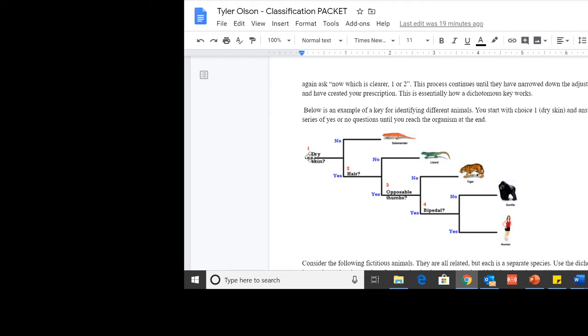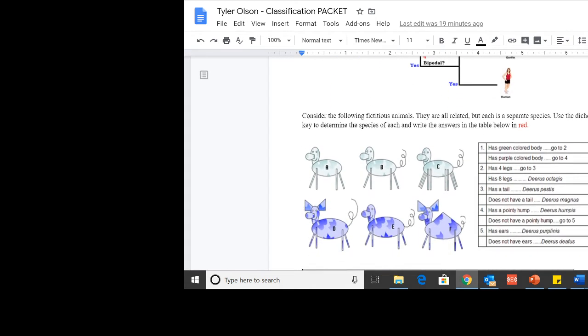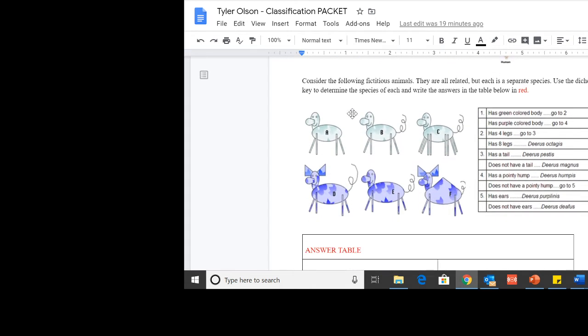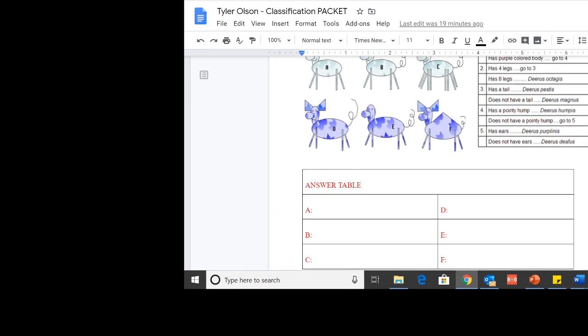Okay. Does it have dry skin? No. Okay, it's a salamander. So on and so forth. By asking either-or questions, you can eventually figure out what you're working with. Now, this is obviously very general. This is just a quick example of what that looks like. This is a dichotomous key over these little fictitious characters you're going to answer questions about, and you put your answers in this table down here.